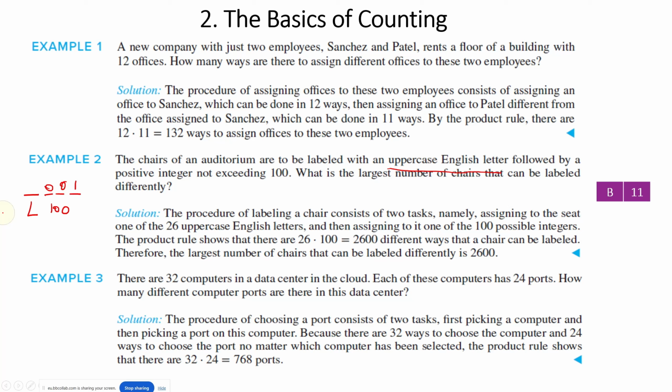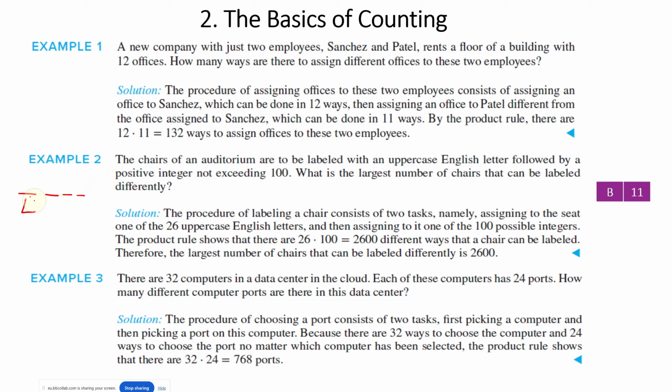So now this is the question: what is the largest number of chairs that can be labeled differently? Using these constraints, what's the largest number of chairs that can be labeled in that way? How do we know that? This should be a letter, and then these should be the different numbers.